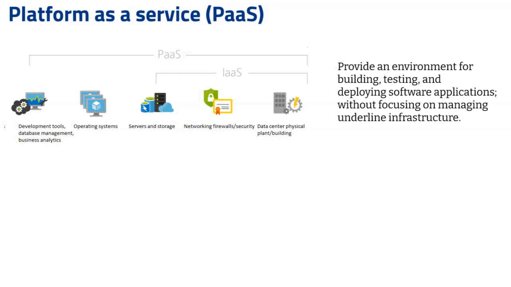Like infrastructure as a service, platform as a service includes infrastructure like servers, storage, and networking, but also middleware, development tools, business intelligence services, database management systems, and more.